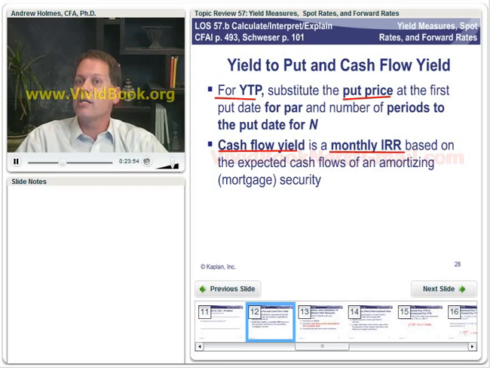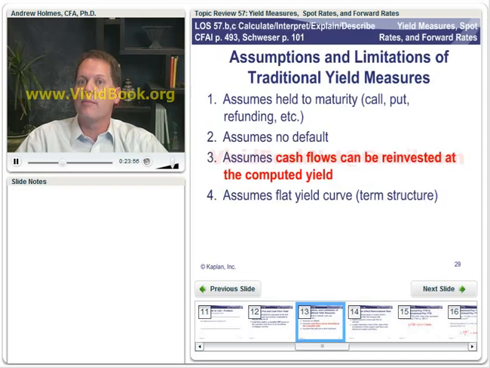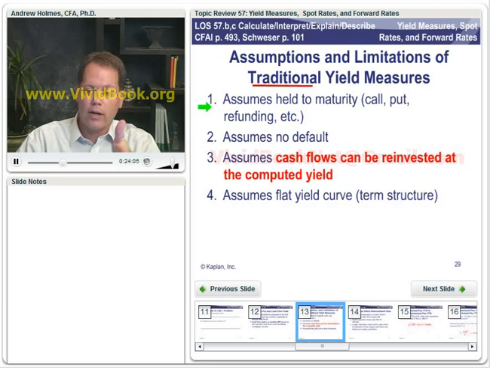Okay, assumptions, limitations of traditional yield measures, and by traditional here, what we really mean is yield to maturity. So what are the assumptions? Well, it assumes that we're going to hold this till maturity. So we don't have price risk. We're buying it today for whatever it is. We're going to hold it till it matures at 1,000. It, of course, assumes that the firm doesn't default.